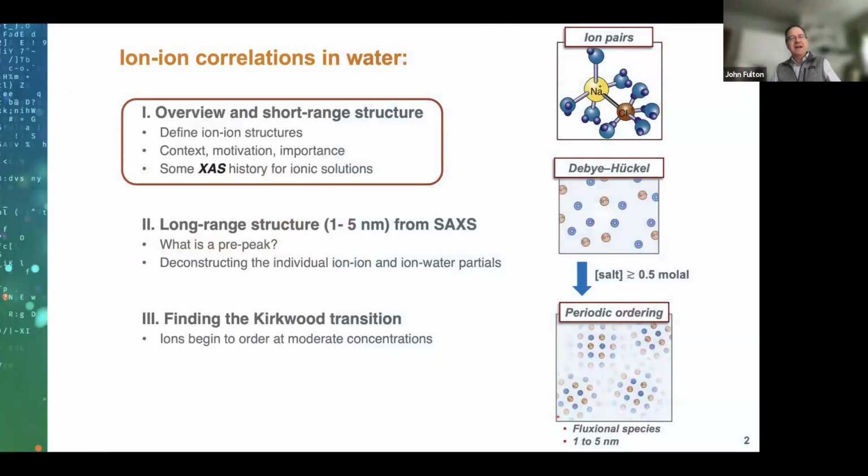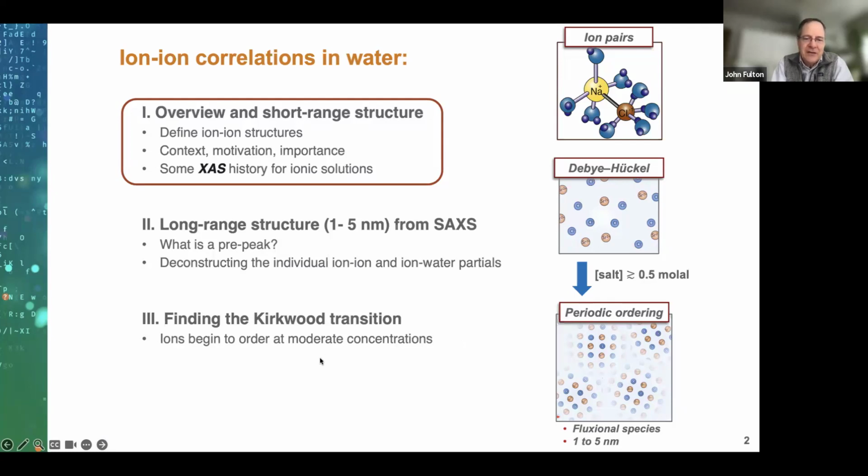Okay. So in the tradition of this series, I've three different sections with questions between. I'll start out with an overview of the various definitions of ion-ion structures, move on to some discussion of the context and motivation for this work. And then finally, I'll take a look back on how we used X-ray absorption spectroscopy to measure the short-range structure of ions in solution. The bulk of the talk will be on using SAXS, especially analyzing this pre-peak here to give us information on the periodic ordering to longer distances.